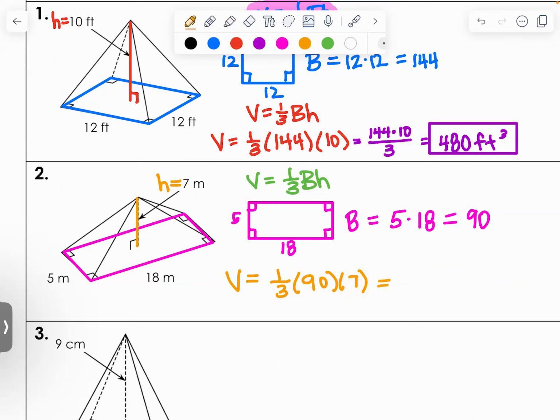Kanaya, what do you get? 630 is 210. Nice. That's what you got? Okay, so how about you do number 3 and see if you and your elbow partner can get the same answer for number 3. Ready, set, go.